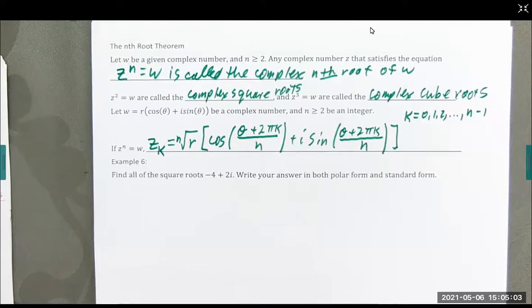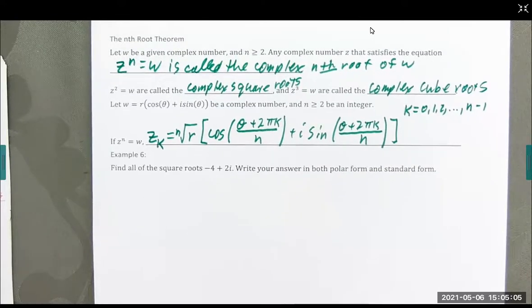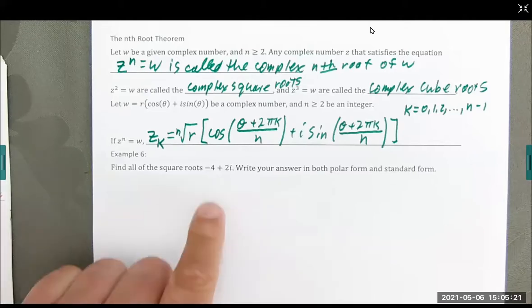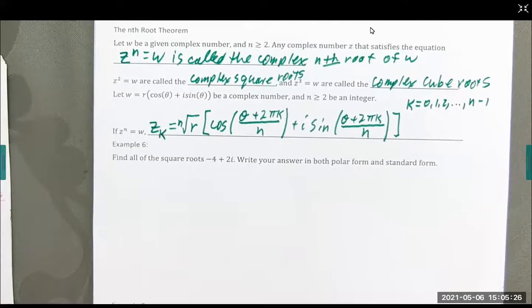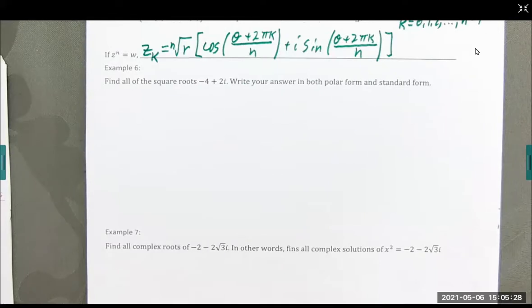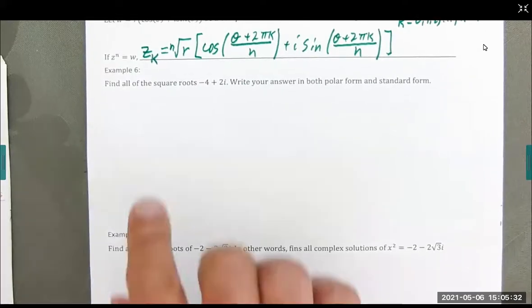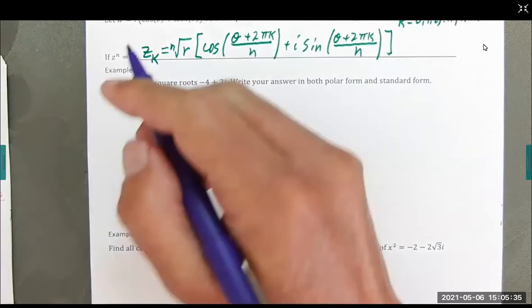All right, let's get started. Find all square roots of the number -4 plus 2i. Now I want to point out -4 plus 2i is in quadrant 2, right? We go back 4 and up 2. First off, because it's square roots, n in this case is 2.